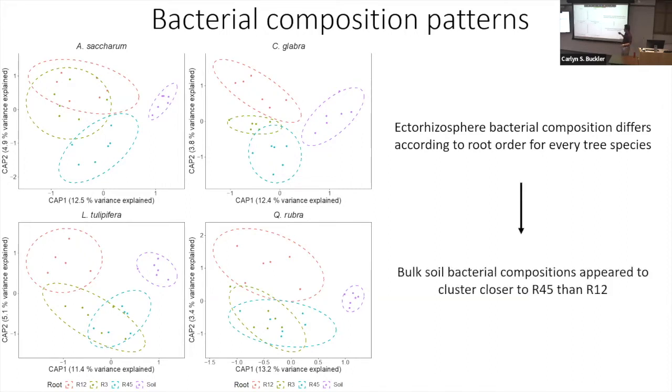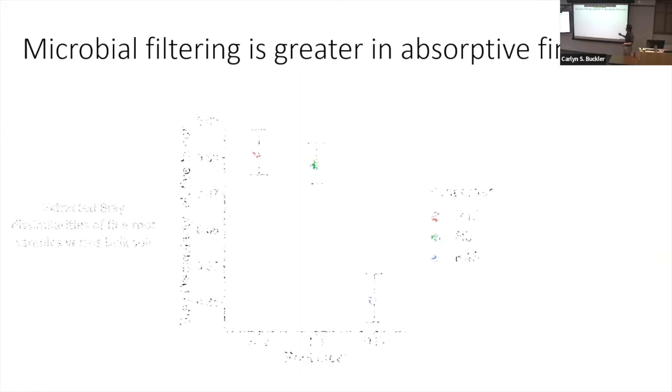Now, one thing that we notice is that when you look at these ordinations, you can see the purple ones here, the bulk soil ones, there's a general pattern where they appear to cluster a little bit closer to the transportive fine roots. The blue ones here, it's probably most obvious for maybe this one down here, which is oak. And so we wanted to look into that a little bit deeper, because this indicates that the plant's having less of a selective pressure on those microorganisms. So we looked into this a little bit more.